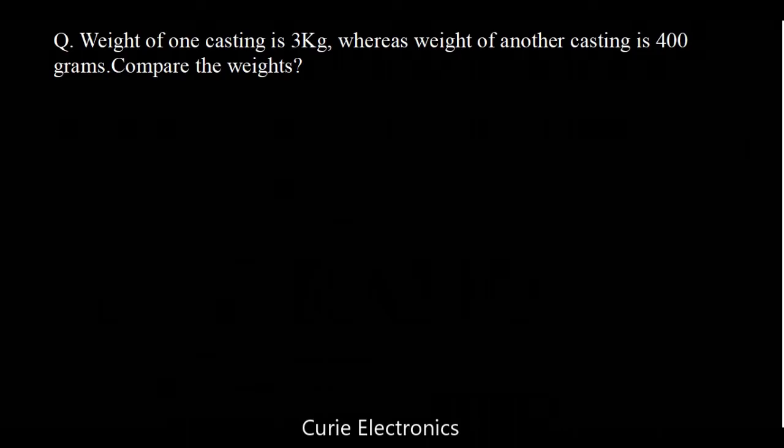The weight of one casting is 3 kg, whereas the weight of another casting is 400 grams. Compare the weights. Here you have to take care of the units. So I will take them as A and B. A equals 3 kg, B equals 400 grams. The first thing you have to do is make them the same unit. Now I'll write A is to B. We can read it as A to B also, but I will use the convention of A is to B.